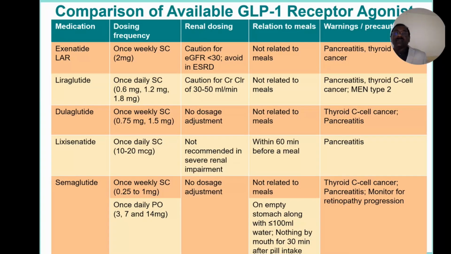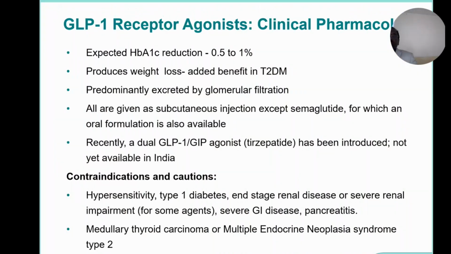So same thing here. These are different drugs, but they are not available right now. We are using only the last one, semaglutide, once weekly. No dose adjustments in renal dosing. You can safely use it in the renal failure population. Relation to meals: not related to meals. Clinical: see the HbA1c reduction. How much?